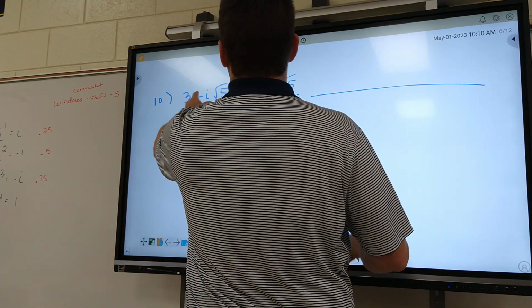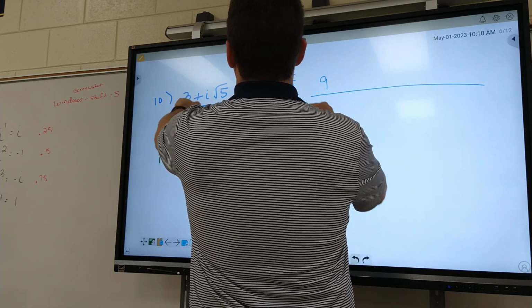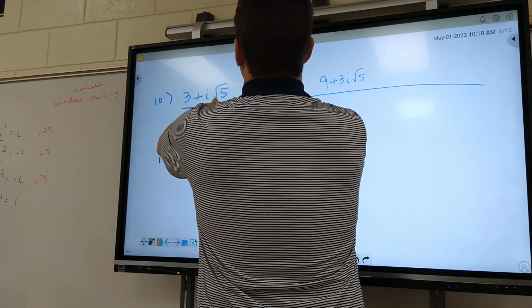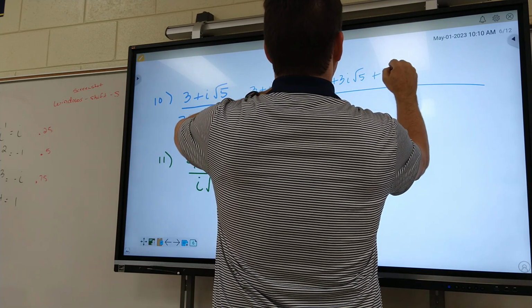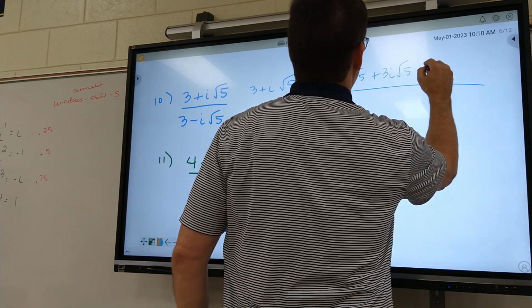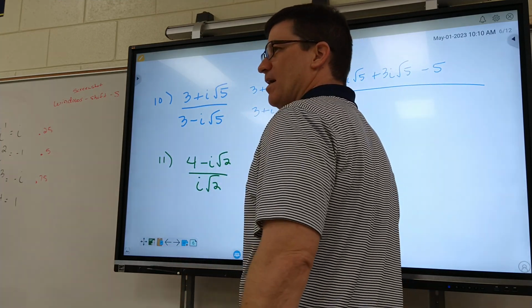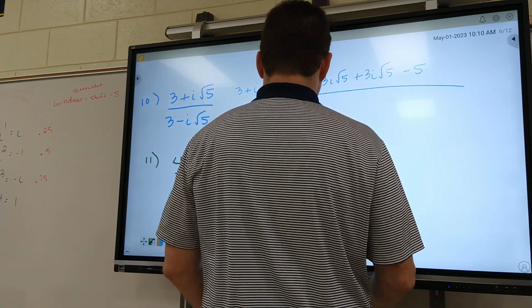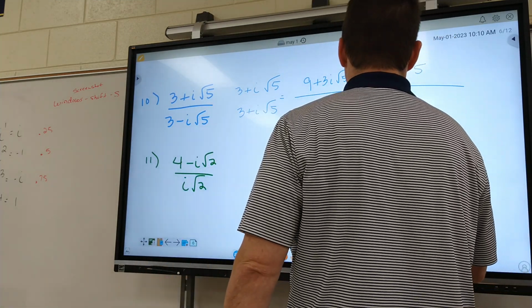Let's check the top. 3 times 3 is 9. Plus 3i root 5. Another plus 3i root 5. Unless I messed up, y'all let me know. I got a positive i squared and a 5, which is negative 5. Is that right, Liam? I'm not sure. I erased my work and wrote on top of it.